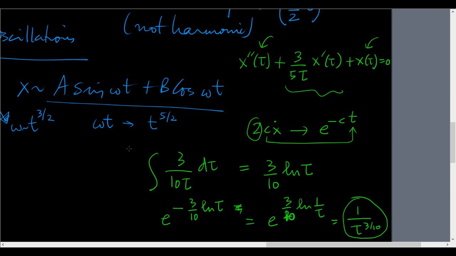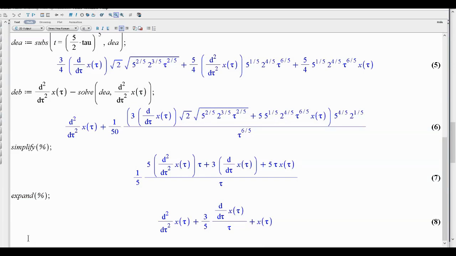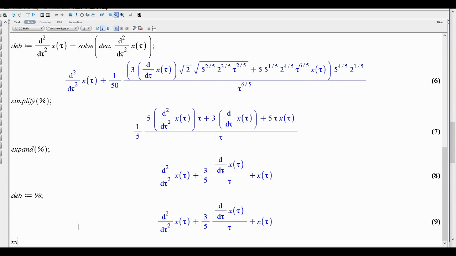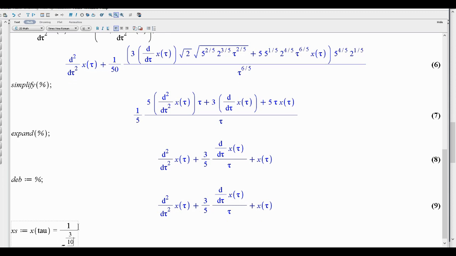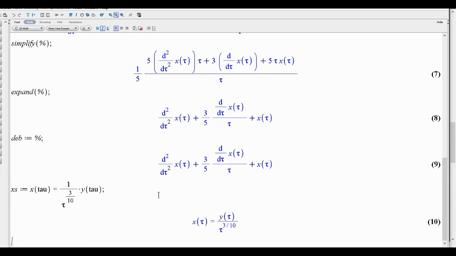And so I will now say x of tau is equal to 1 by tau to the power 3/10 times y of tau. Okay, this is very classical. You can just learn this method. Okay, so I come here and I say DEB is equal to the previous. Then I say XS is x of tau is equal to 1 by tau to the power 3 by 10 times y of tau. Okay, then I say DEC is equal to expand, substitute XS DEB.